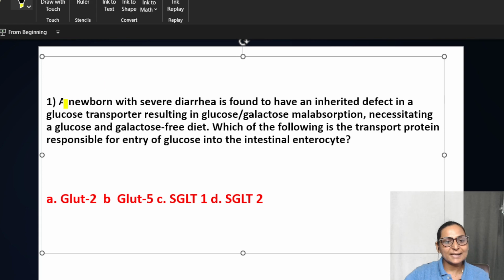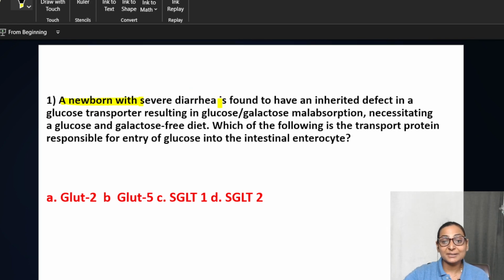So the question says that there is a newborn with severe diarrhea and he is found to have an inherited defect in a glucose transporter that is resulting in glucose galactose malabsorption and is necessitating that the boy has to take a glucose and galactose free diet. Which of the following transport proteins is responsible for the entry of glucose into the intestinal enterocytes? Options are GLUT2, GLUT5, SGLT1 and SGLT2.